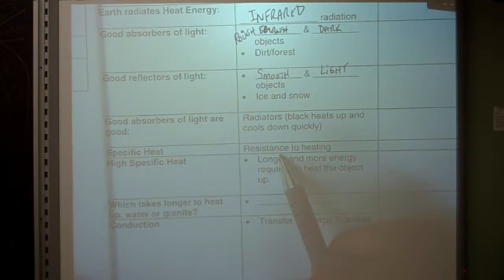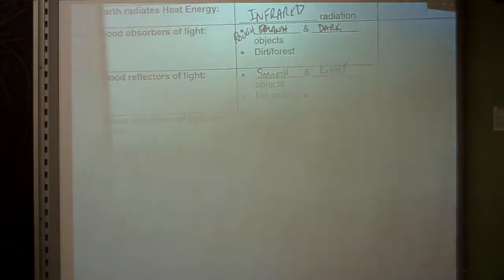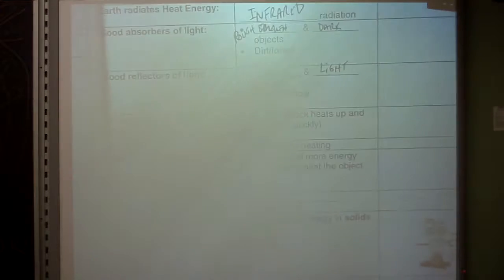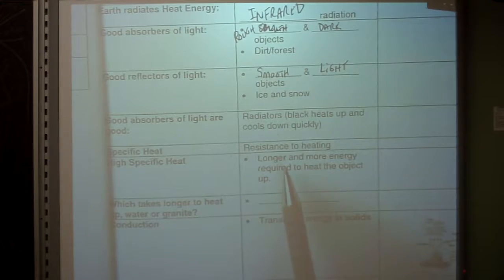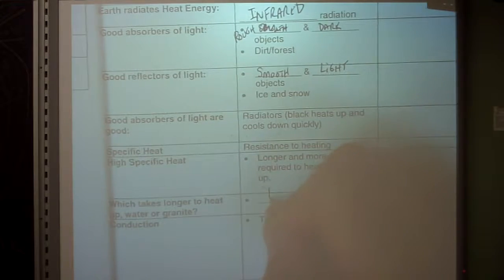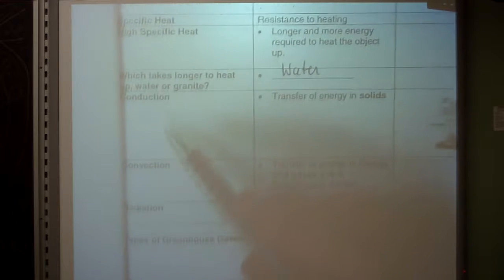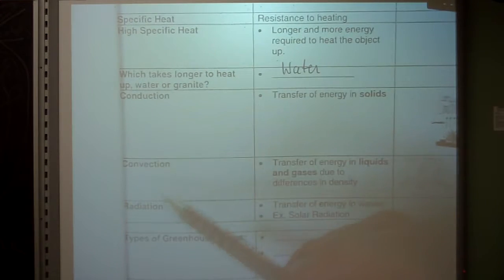Specific heat is the resistance to heating, and you can get your information on specific heat on the front page of the reference table right over there, right? Okay, good absorbers, and then we have high specific heat. Which takes longer to heat up, water or granite? The answer is water. It has a higher specific heat. Now, I didn't really talk about these things in class. I didn't really get into them, but they could be on the regents.